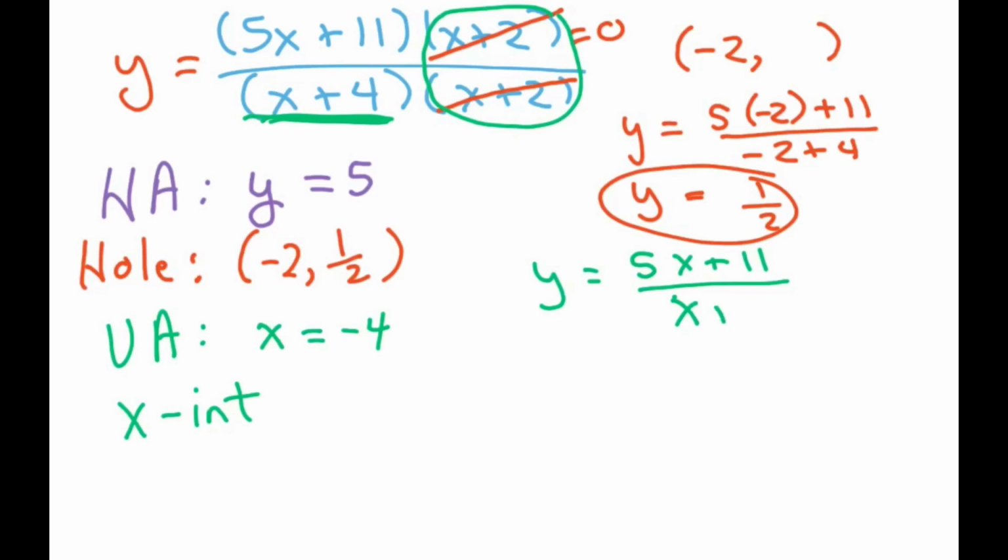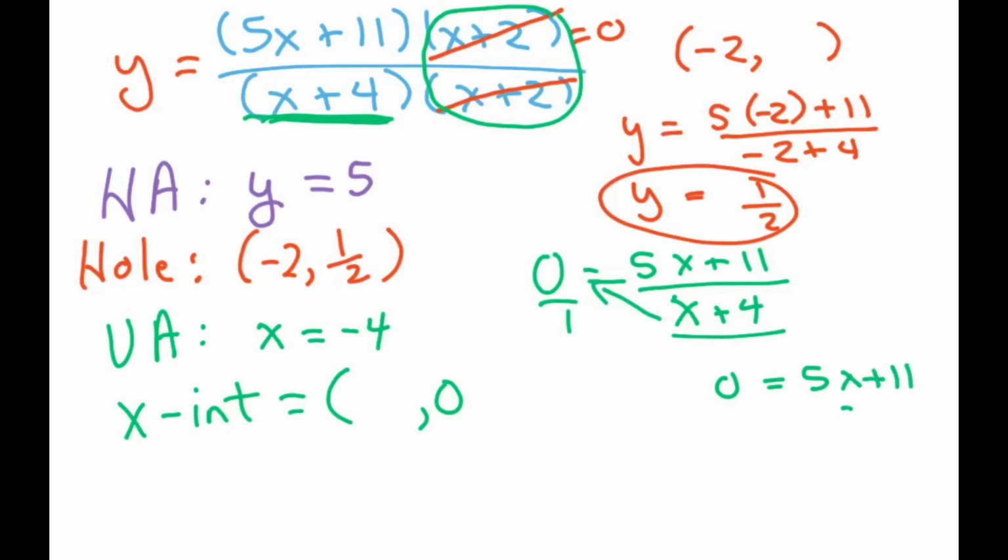X plus 4. And what you do to get your x-intercept is you set y equal to 0. But when you cross multiply, the denominator goes away. So basically, when y is 0, all you're doing is solving for the numerator. So 0 equals 5x plus 11. So x equals -11 over 5.